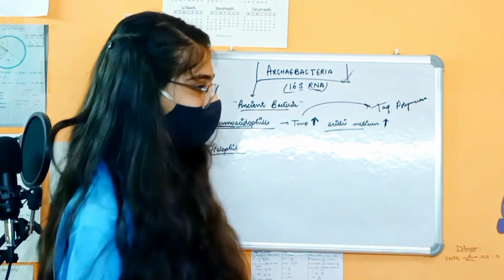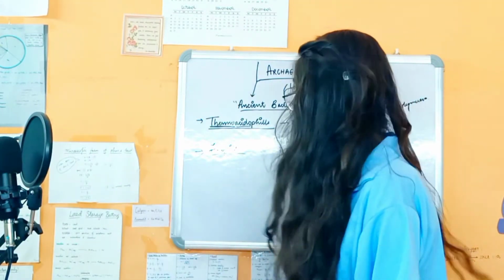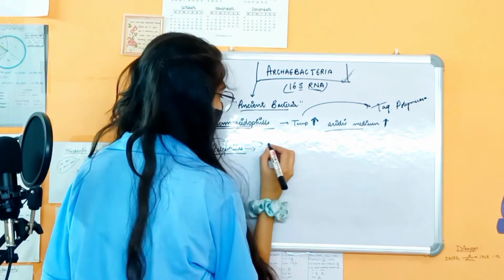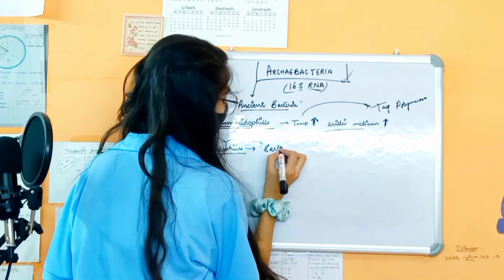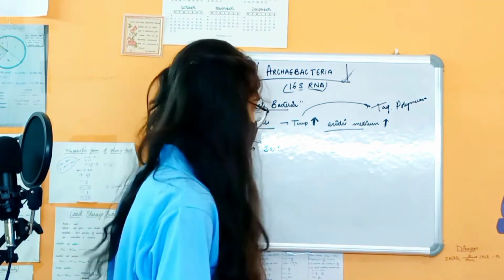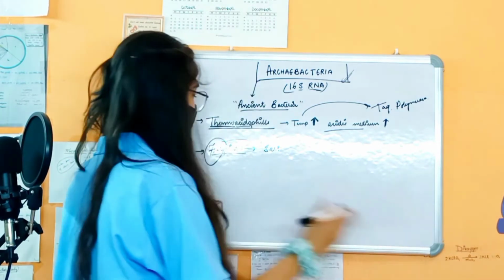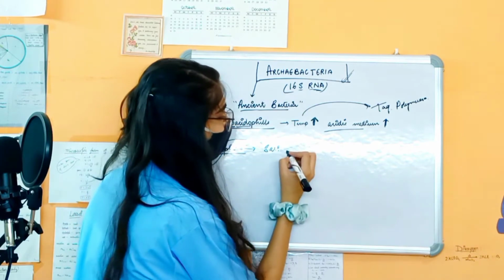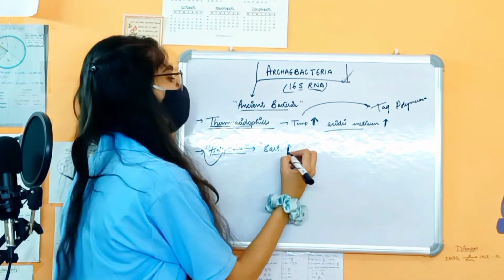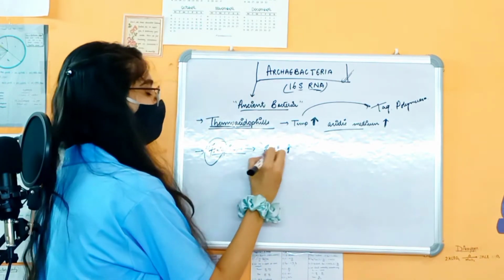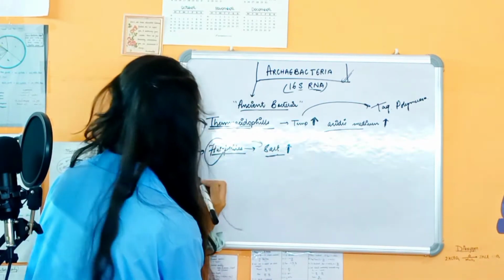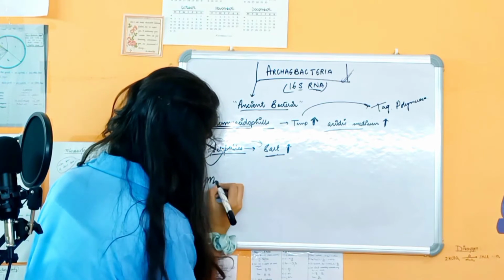Halophiles. What do we mean by halophiles? Okay, if you know chemistry, then halo means halogen, and halogens are salt-generating. So halo means salt, and halophiles can tolerate extreme salty conditions. Where salt is high, they can live there too. Halophiles. Now next and last we have methanogens.